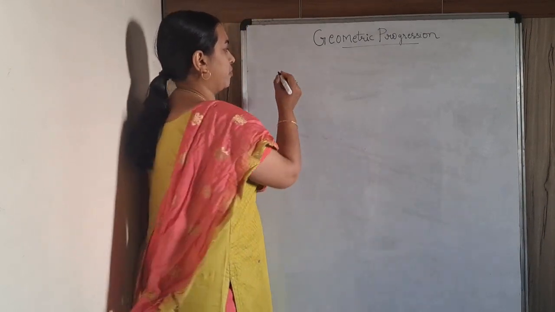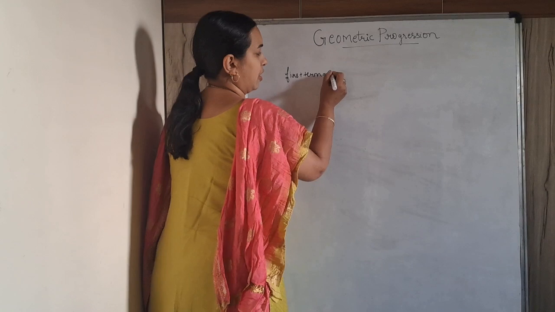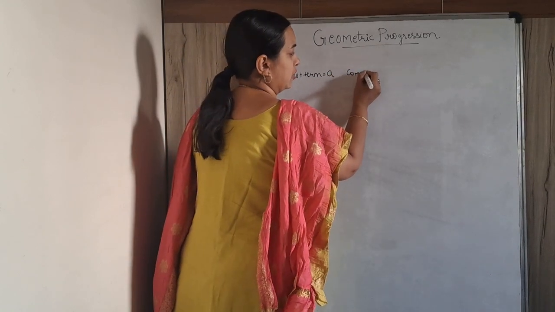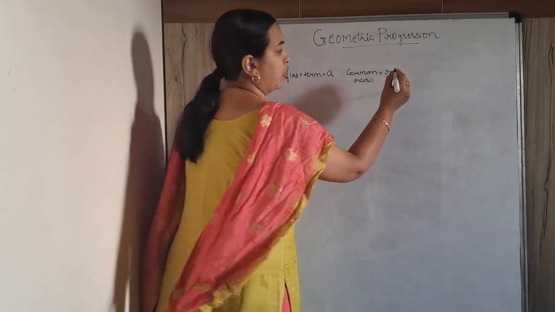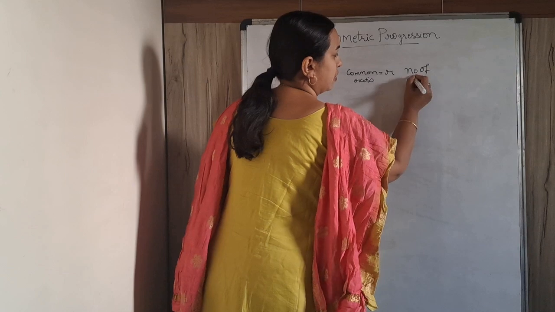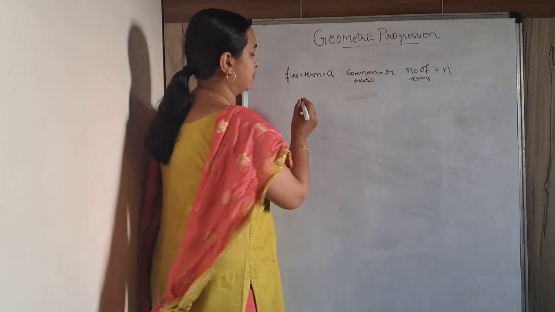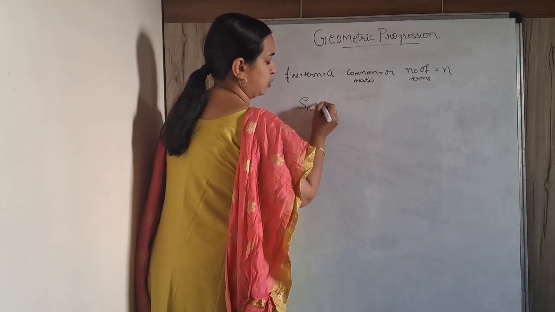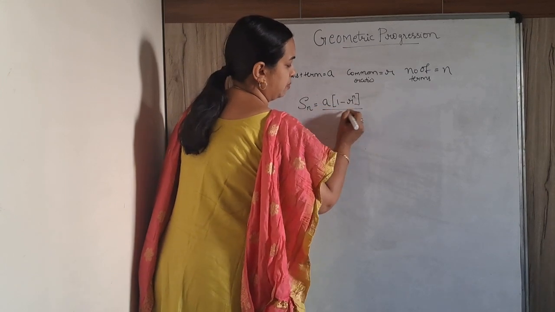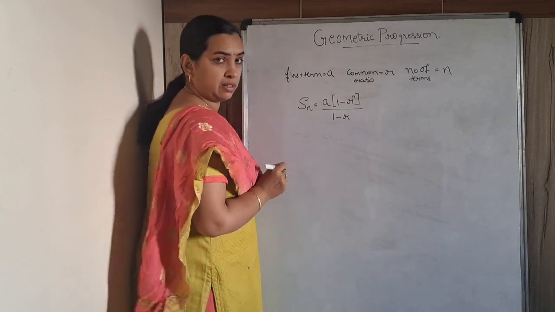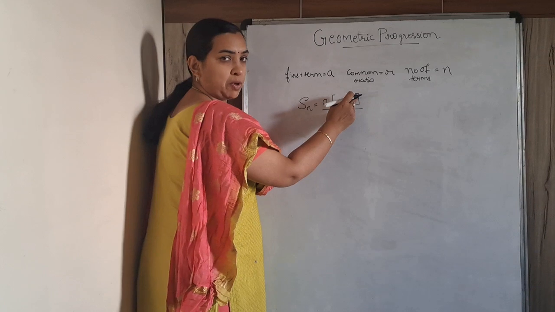So for that, if the first term of the given sequence is A, and if the common ratio is equal to R, and if the number of terms is equal to n, then we can find the sum using the formula Sn is equal to A into (1 minus R to the power of n) by (1 minus R), where A is the first term, R is the common ratio, n is the number of terms.